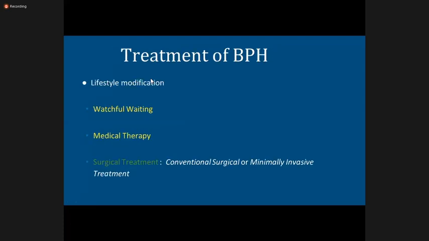So the treatment of BPH depends on how the patient presents. If the patient presents with acute urinary retention, catheterize the patient, empty the bladder, and then start medication. But if the patient has mild symptoms, watchful waiting, and the second option is medical therapy, depending on the criteria, how much the prostate is enlarged. The surgical treatment is conventional surgical or minimally invasive treatment.